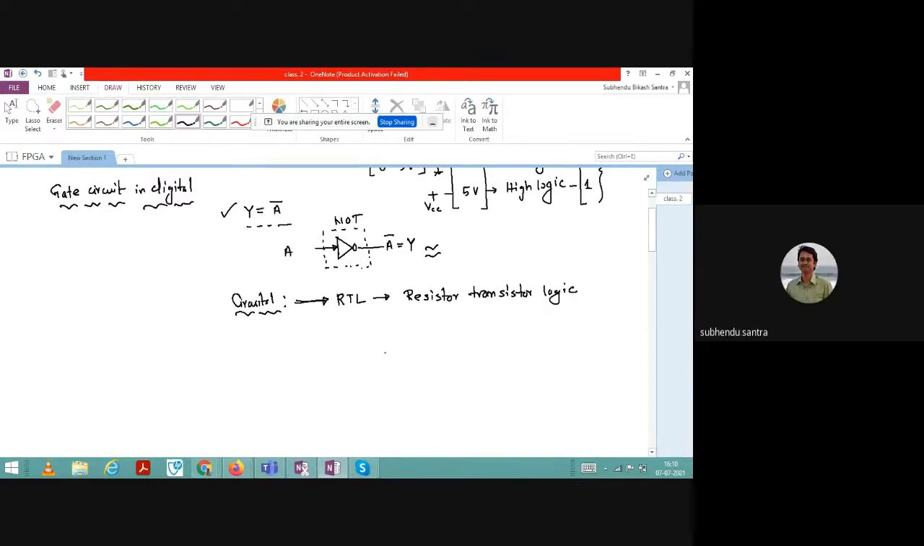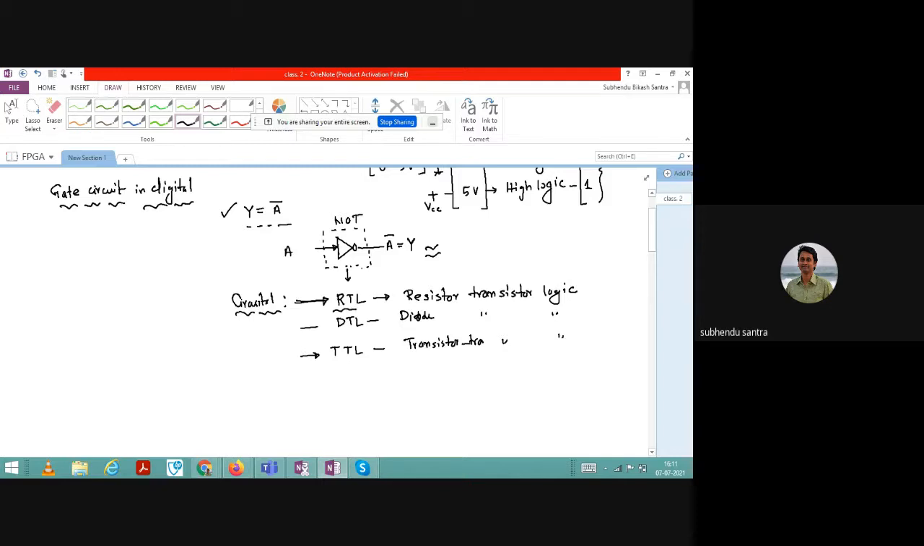Okay, resistor transistor logic, this is one way of generating this NOT gate. Or I can use diode transistor logic, DTL, it's called diode transistor logic. Or we can generate using transistor transistor logic, TTL logic. Okay, out of which I will not discuss that.